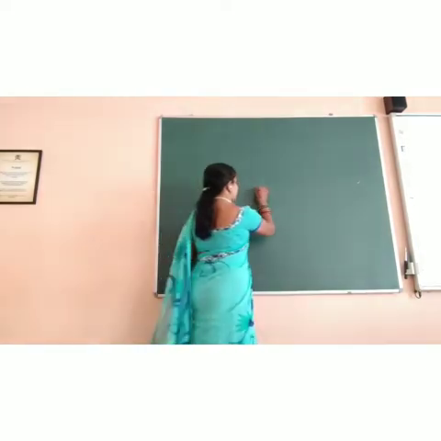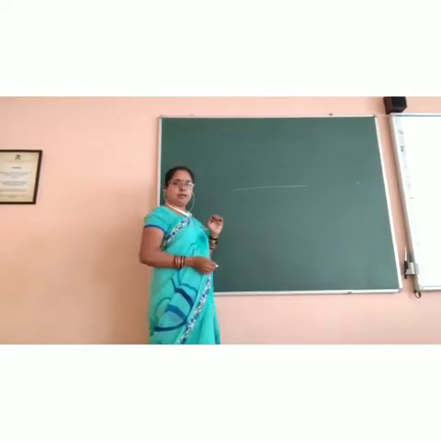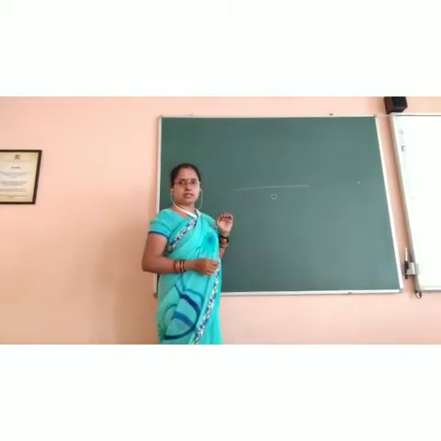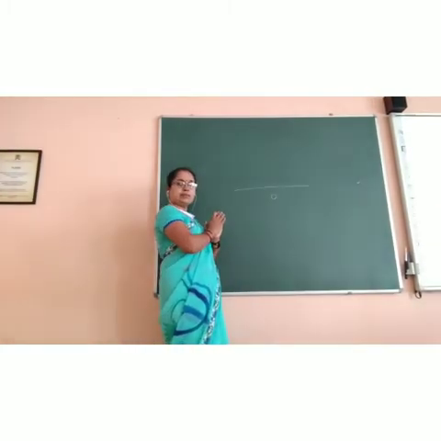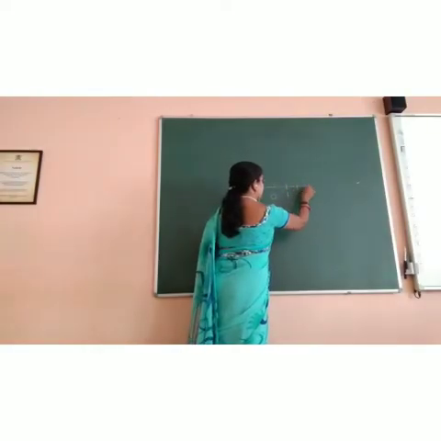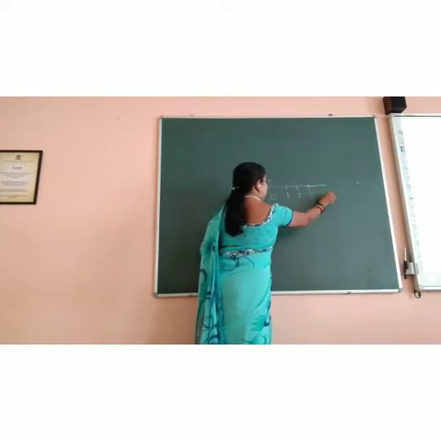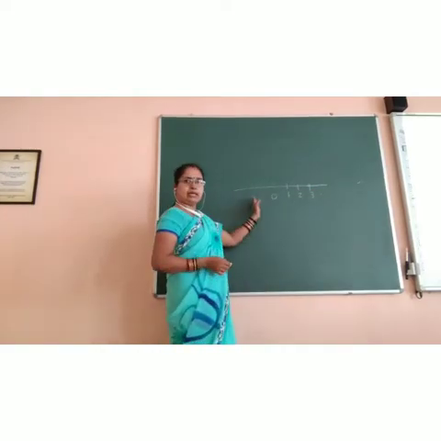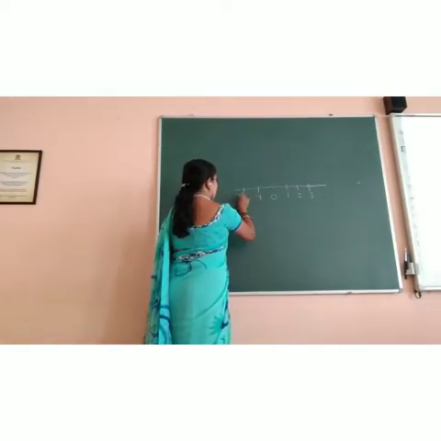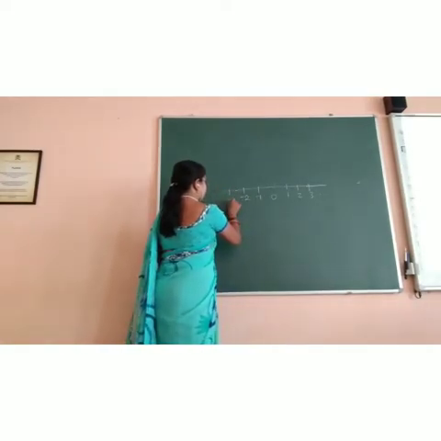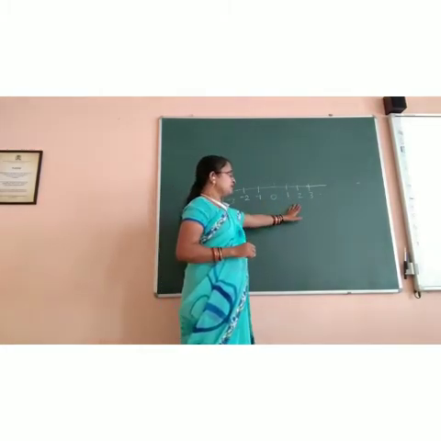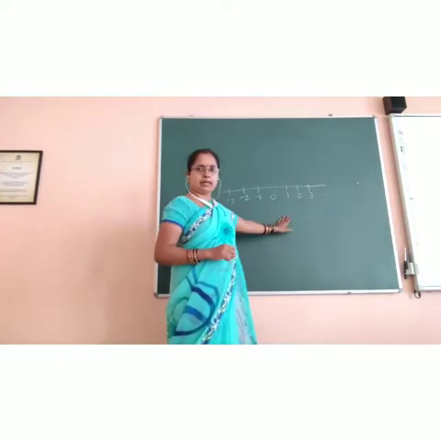So in the number line, the middle is the origin, that is 0, and all the positive numbers are written on the right side of the 0. It is 1, 2, 3, like this. And all the negative numbers remain on the left side of the 0: -1, -2, -3, and so on. So the negative and positive integers we can represent in the number line.